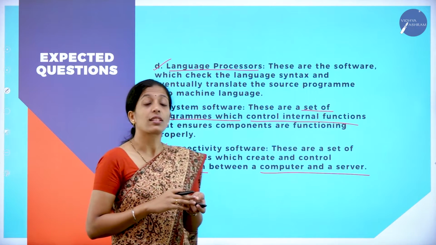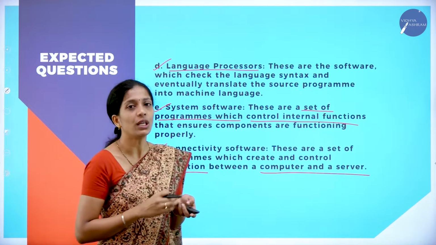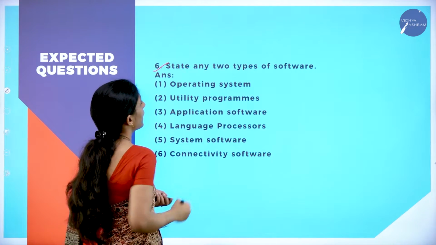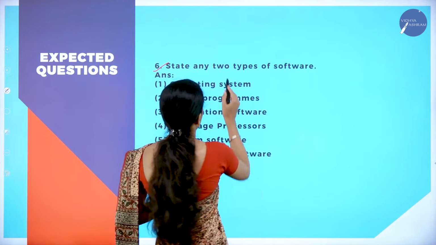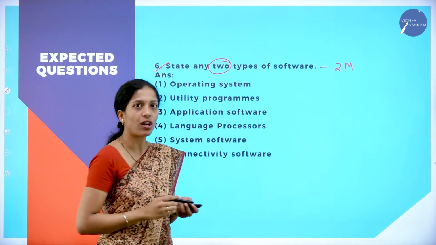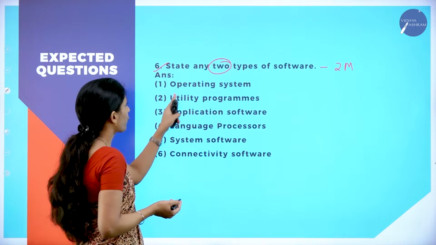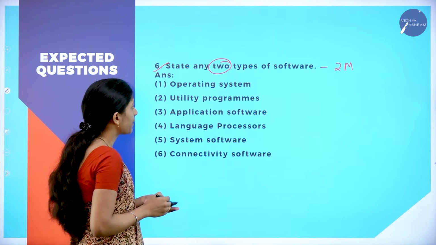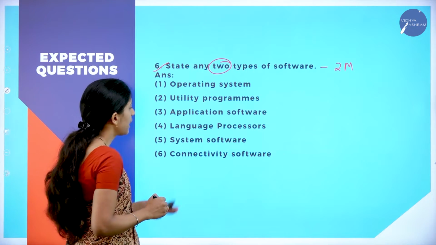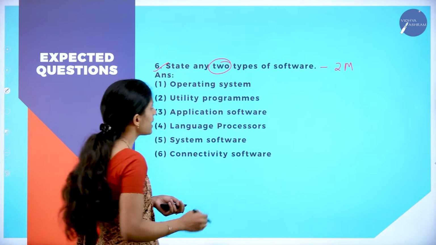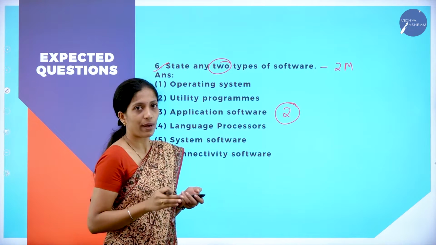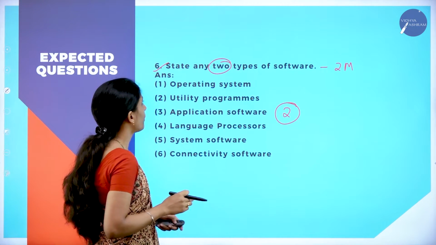So this type of question they might ask for 6 marks where I have to explain each and every type of software. Next question, state any 2 types of software. So they have just asked 2, in the sense it is for 2 marks. So you can write any of the 2 types of software. You have operating system, utility programs, application software, language processors, system software as well as connectivity software. You can write any of the 2. That is for 2 marks. No need to explain, just you have to mention. Okay, so this is a 2 marks question.